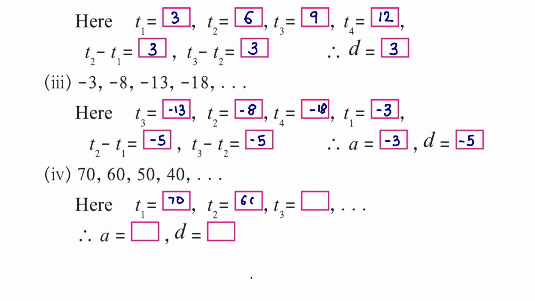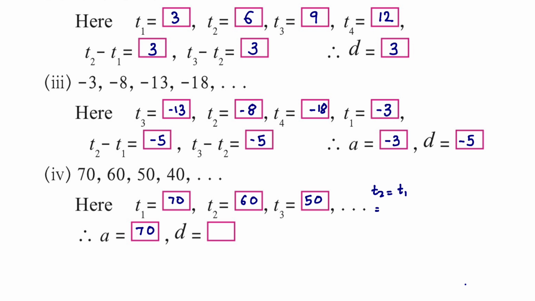Second term 60, third term 50. Okay, so the first term is also A, so it is 70. We have to find the common difference. So let us find the common difference. To find the common difference, we will subtract the first term from the second term.